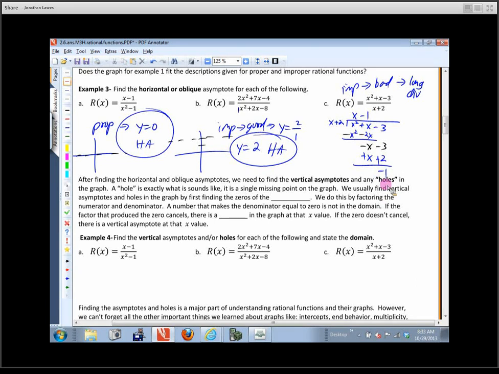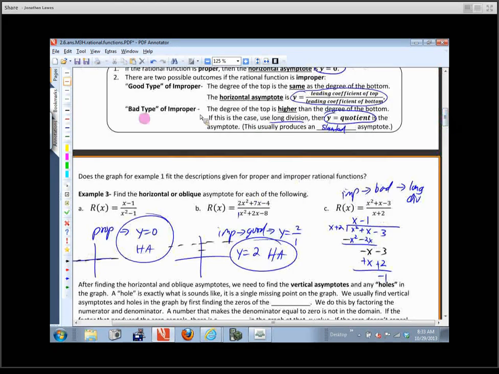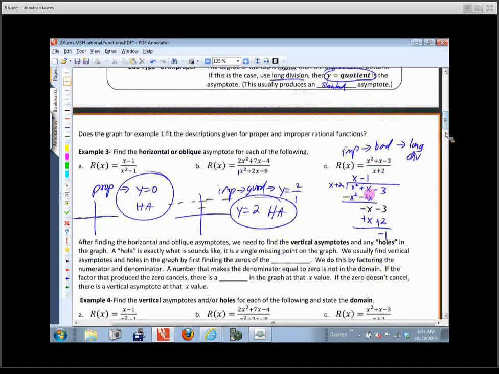Now, do I care that the remainder is 1? Let's go back up here and look. If it's the bad type of improper, it's just y equals the quotient. Where is the quotient on this? Right there. Okay? So y equals x minus 1 is the slanted asymptote. Okay? So I'll call that SA. And that's it. If you're asked to find the slanted asymptote or the oblique asymptote, that's what it is.